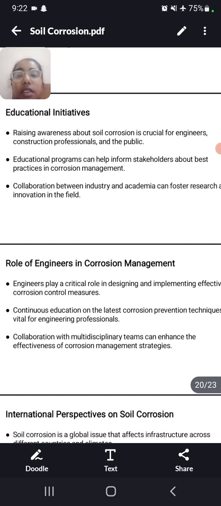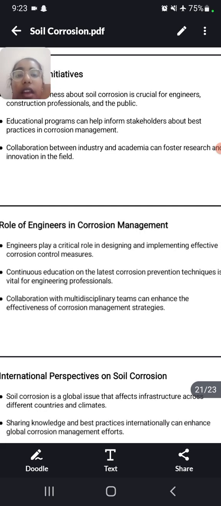Educational initiatives. Raising awareness about soil corrosion is crucial for engineers, construction professionals, and the public. Educational programs can help inform stakeholders about best practices in corrosion management. Collaboration between industry and academia can foster research and innovation in the field.